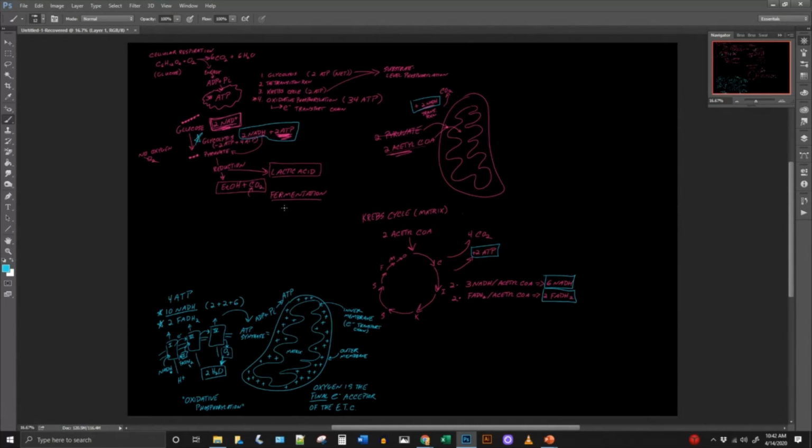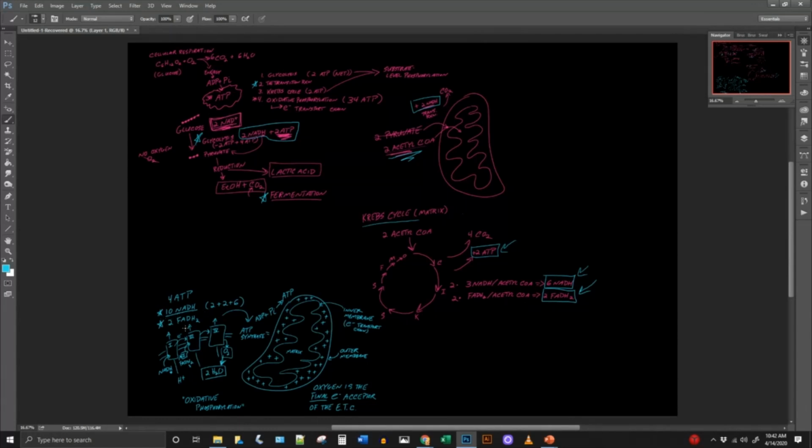If there's no oxygen present, we go to fermentation, which produces ethyl alcohol and lactic acid, and its purpose is to regenerate NAD+. If there is oxygen present, we go to the transition reaction, which is here where we make pyruvate into acetyl-CoA. Acetyl-CoA then goes to the mitochondrial matrix where it's involved in the Krebs cycle, where we get more NADH and more FADH2 and a little bit more ATP. But overall, the biggest explosion of ATP is going to come from this electron transport chain.